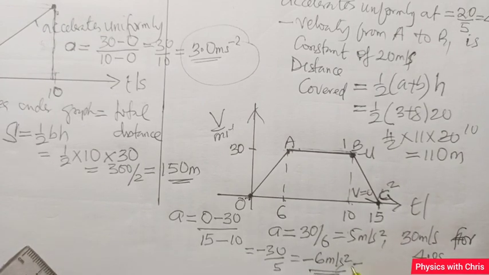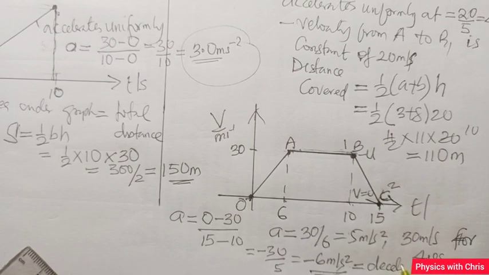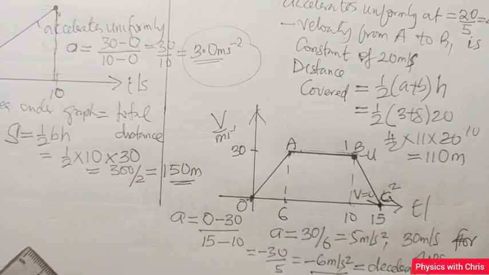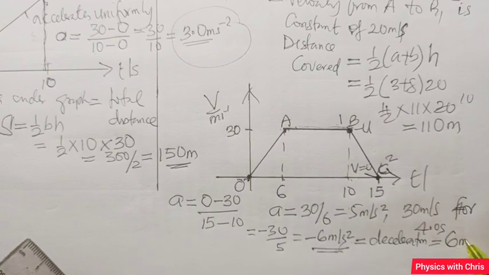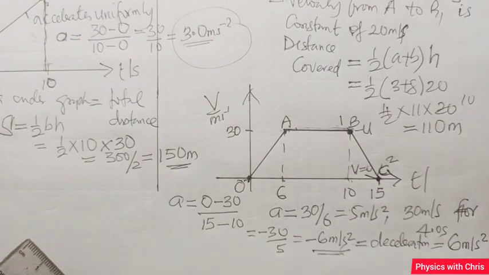Negative acceleration is called deceleration. And when I'm stating my deceleration, I will not include the negative sign. Please take note of that, because negative acceleration is deceleration. So I'll just put a deceleration of 6 meters per second squared. So that is the journey, the description.